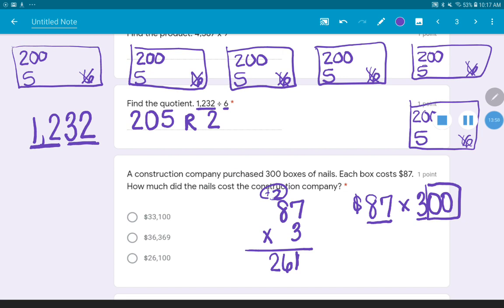Then how many zeros do I have to add to the end? 2 zeros at the end. So what's my answer? 26, a comma, and then 100. So what would that number be? 26,100. The correct answer is 26,100.